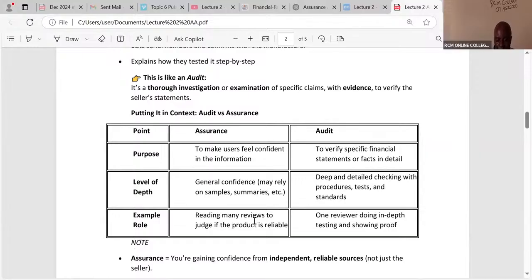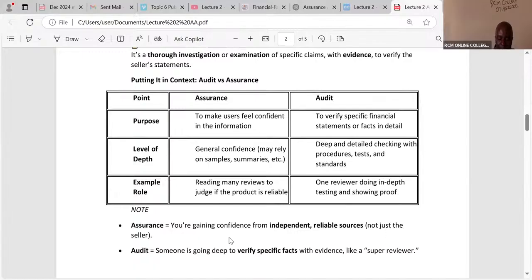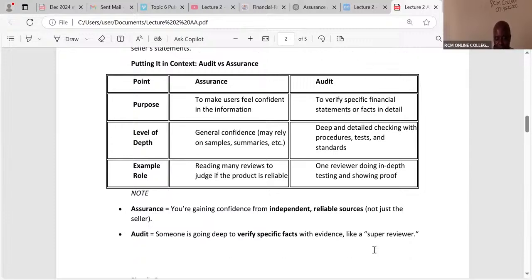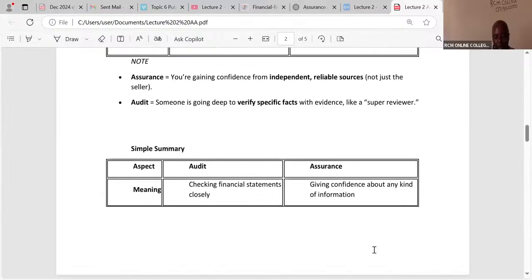Example: reading many reviews to judge if the product is reliable. Then here we have one reviewer doing in-depth testing and showing proofs of assurance. You are gaining confidence from independent, reliable sources, not just the seller. In audit, someone is going deep to verify specific facts with evidence, like a super reviewer, that we shall be calling the independent auditor.